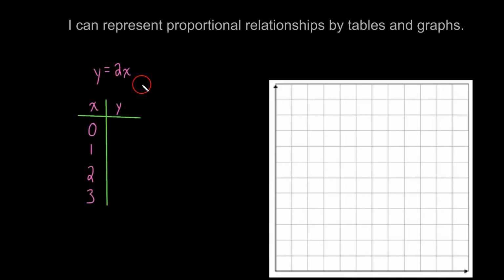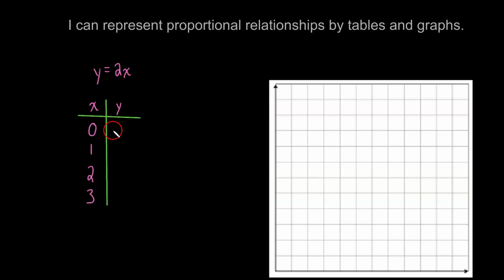Hello mathematicians, hope in this video you can say I can represent proportional relationships by tables and graphs. We're going to look at two different examples in this video here. So we're given the equation y equals 2x. This is our equation right here, y equals 2x.